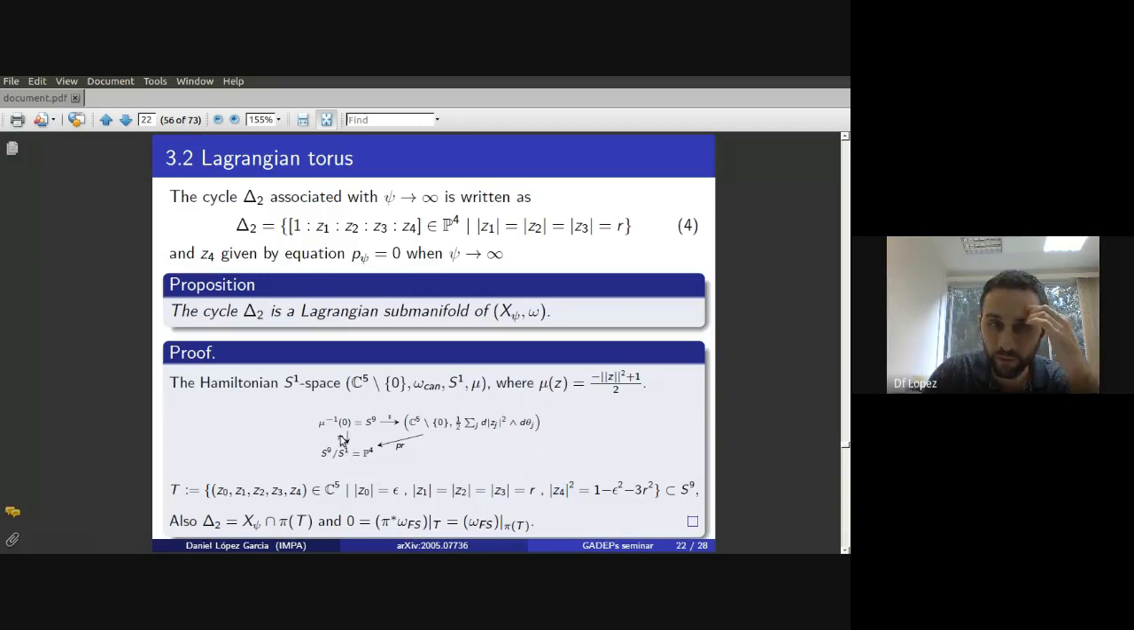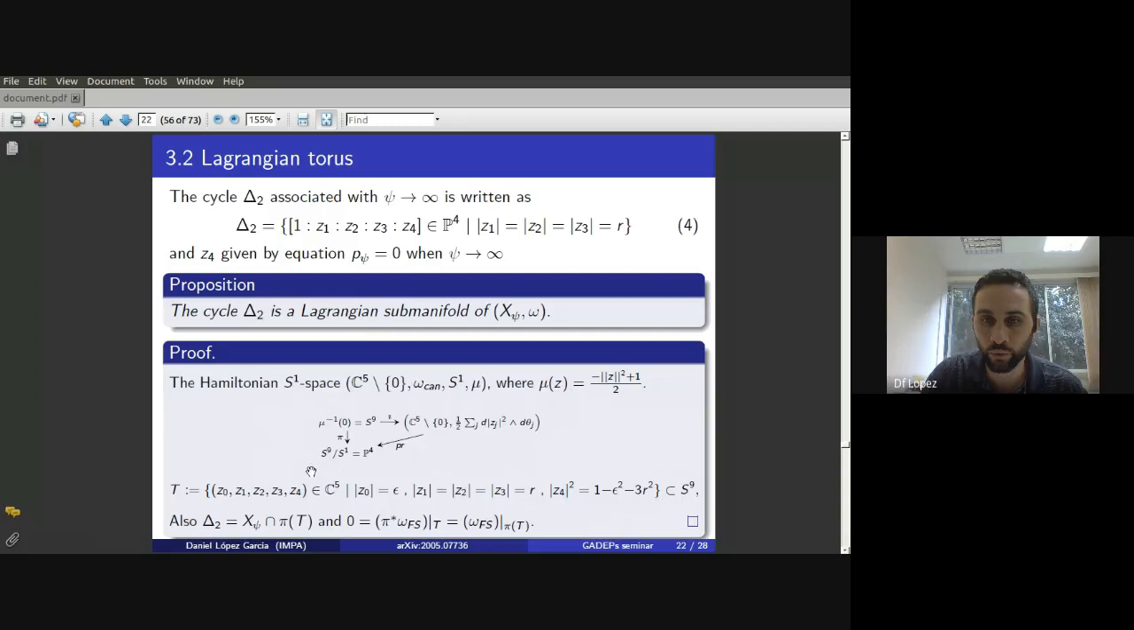By this property, taking the pullback is equal to taking the pullback of the canonical form, so we have that this is zero. The pullback of the Fubini-Study form restricted to T is zero. And by definition of pullback, this is just the Fubini-Study form restricted to delta 2. Consequently, delta 2 is a Lagrangian submanifold.